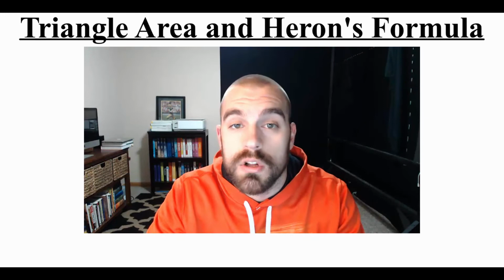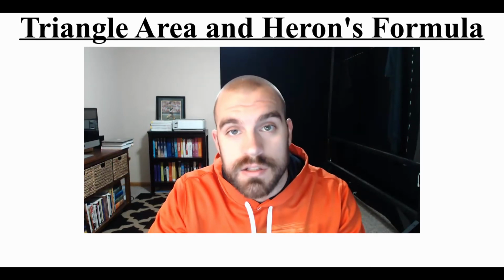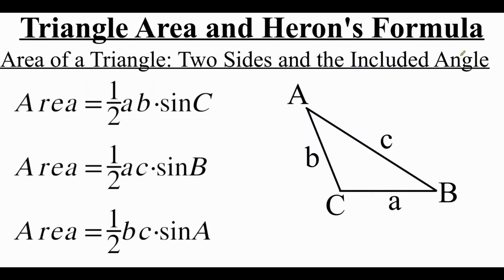In this video, we're going to look at triangle area and Heron's formula. Now, we should already know that one way to find the area of a triangle is by taking 1/2 times the length of the base times the height of the triangle. But we don't always know the exact height of our triangle, so that can be a little tricky sometimes. But there are going to be a couple of other ways that we can find the area of a triangle depending on the information that we've got.